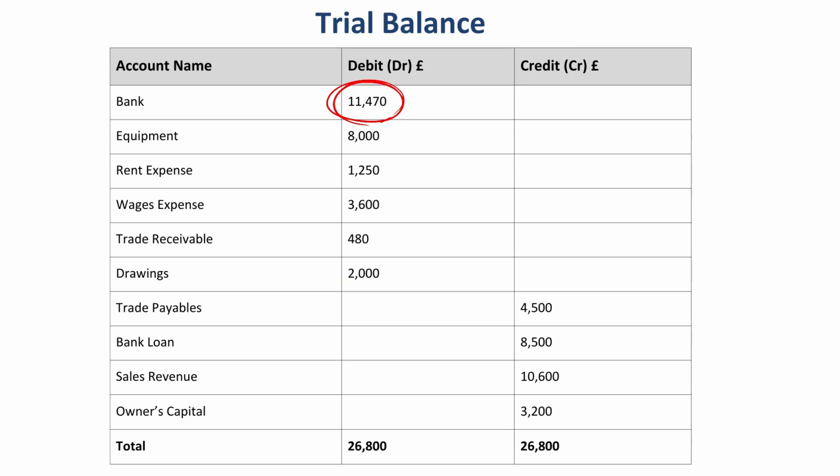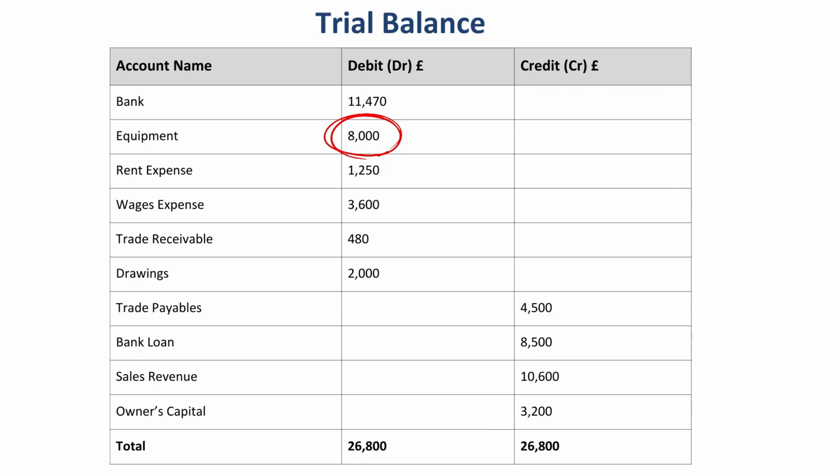A positive bank balance represents money the business owns, so it appears on the debit side. If the bank were overdrawn, it would move to the credit side as a liability, but here it is clearly positive. Equipment is £8,000. Equipment is a non-current asset, something the business uses over a longer period.